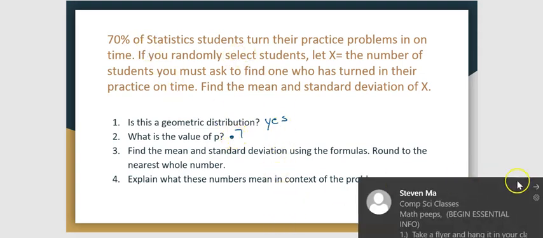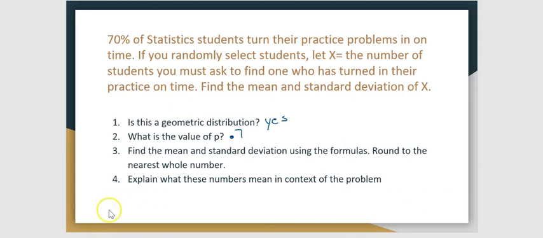So now let's find the mean and the standard deviation. The mean formula is 1 over p. So 1 over 0.70, and if we do that math, that is equal to 1.43. Rounded to the nearest whole number, that is approximately 1. So it would take me approximately 1 person. There's a good chance that the first person I ask would be someone who had done their practice problems on time.